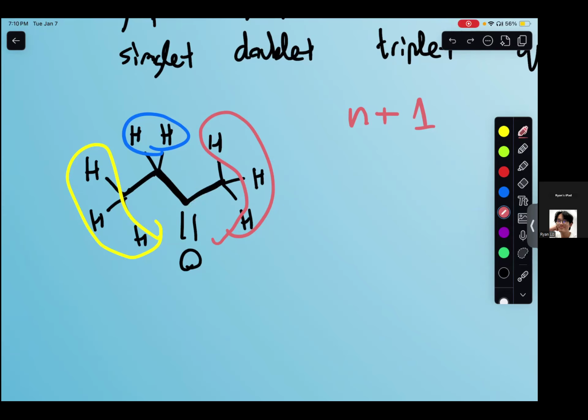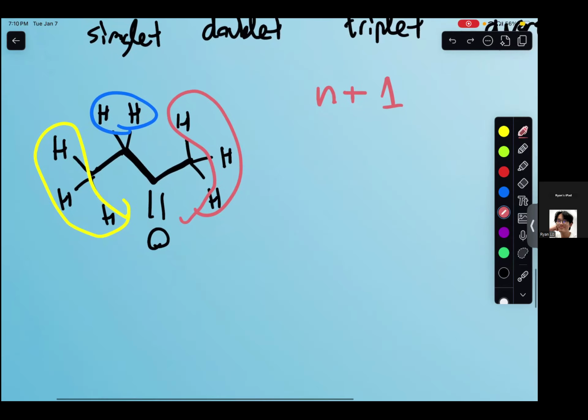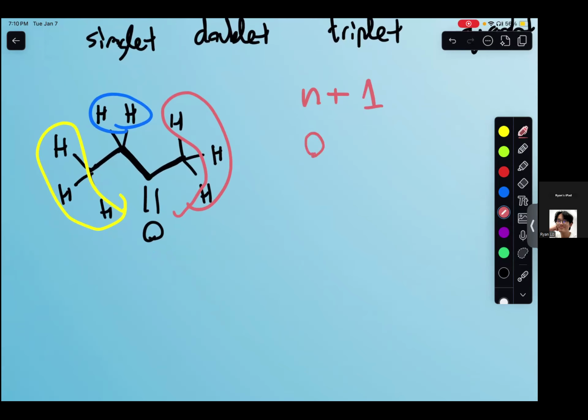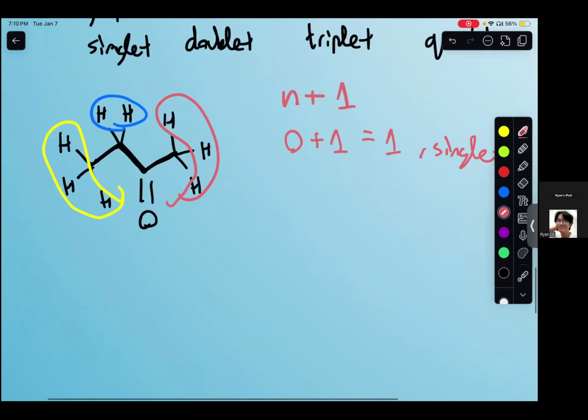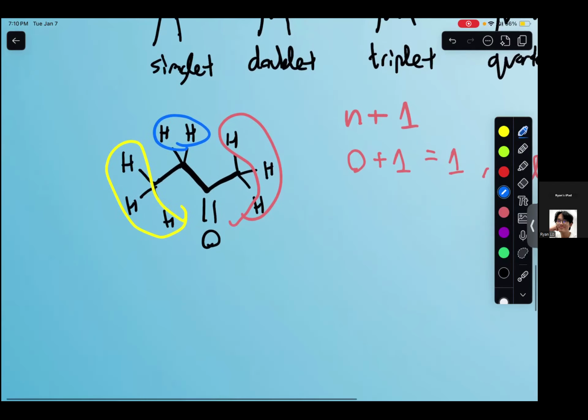All right, n plus one. So what's the number of neighbors that it has? Zero. Zero plus one equals one. That's going to be a singlet, because singlet is one. Single. Singlet. You can do the same thing over here. Let's do blue. I'm going to move this down a little bit more.